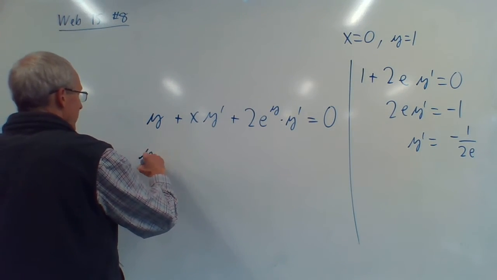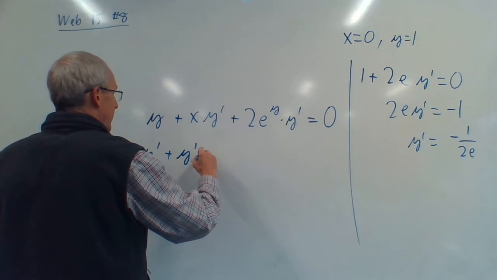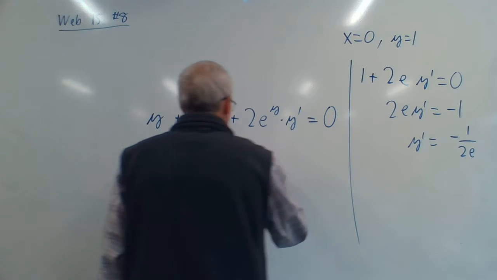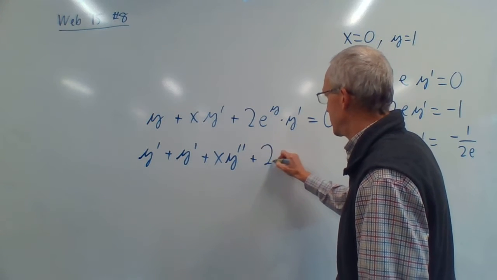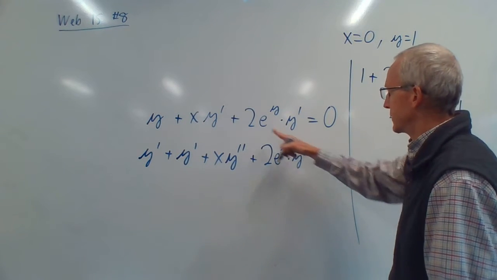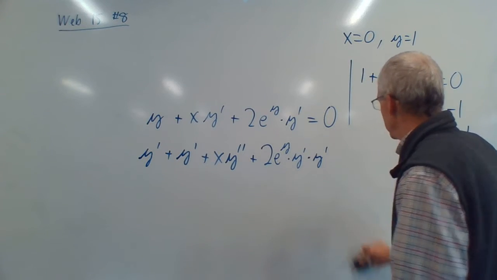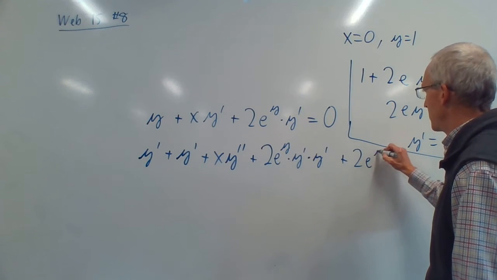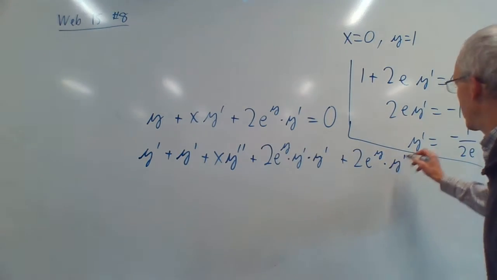Derivative of y is y prime. Here we have a product rule again. Derivative of x is 1 times y prime, so you have another y prime, plus x times the derivative of y prime, which is y double prime, plus, we're going to have a product rule here, the derivative of 2e to the y, which is 2e to the y times y prime, times the y prime that was already there, right? Derivative of the first, which is all this, times the second, plus the first one, 2e to the y, times the derivative of y prime, which is y double prime.